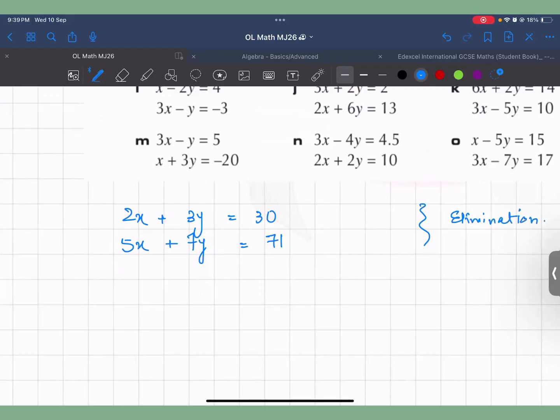Any one of the variables, and then what would you do? You would make the number same and sign opposite. So I am trying to make x the same and opposite. So I have 5x in the second equation and I have 2x in the first equation. If I multiply the coefficients, the 5 with the upper equation and the 2 with the second equation, now both would become 10x and 10x.